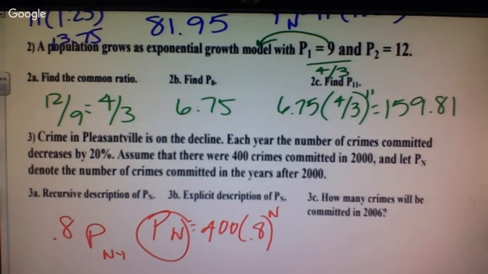Okay, so the last one, they want to know how many crimes would be committed in 2006. So what number am I plugging in for n, if we're now in 2006? 6. Because it starts in 2000, it finishes in 2006. So how many crimes? And you're going to have to round. So 104.8 would round to about 105 crimes.